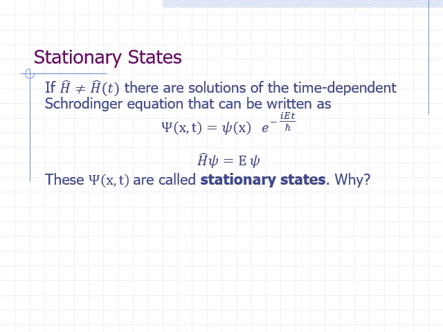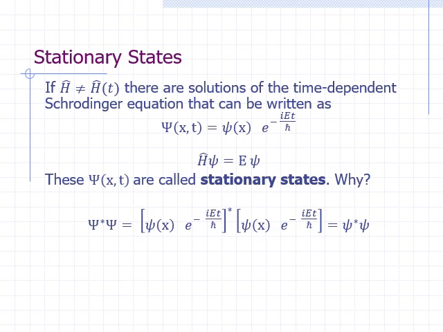The reason is that the corresponding probability density function is independent of time. Recall that probability density is equal to the square of the absolute value of the state function. The probability density function is the state function multiplied by its complex conjugate. Psi star psi is equal to little psi times e to the negative iEt over h bar multiplied by its complex conjugate. This is just equal to little psi multiplied by its complex conjugate, which is independent of time.